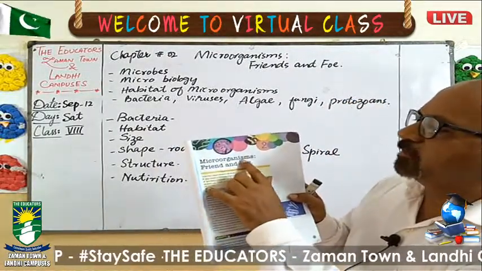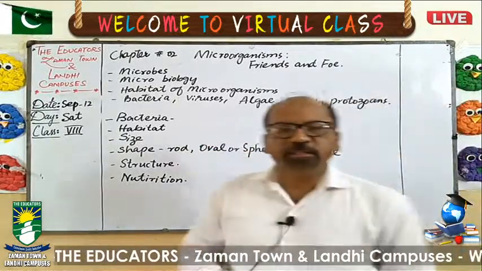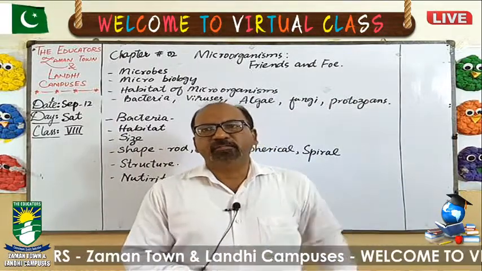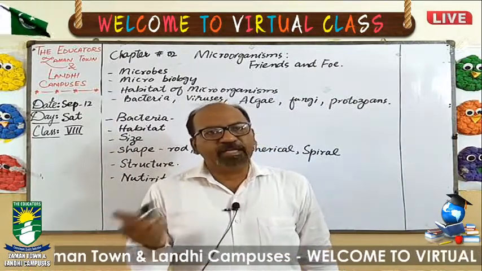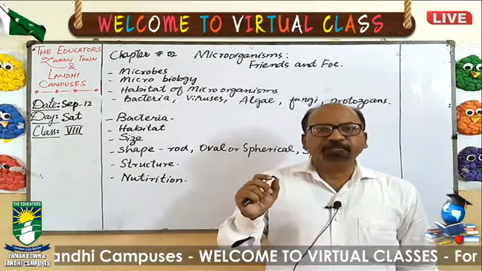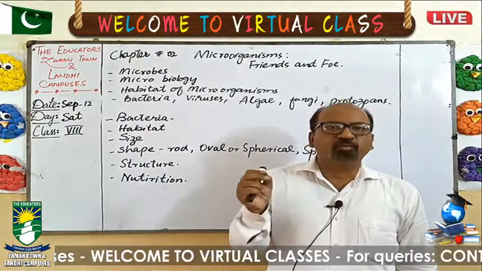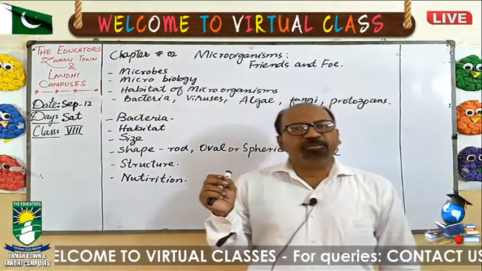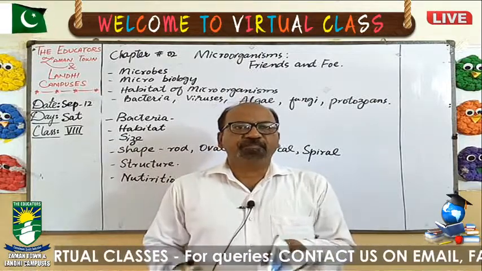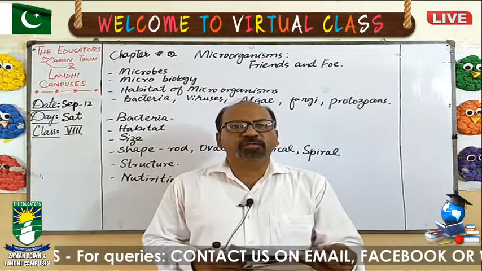Microorganisms, Friends and Foe. To understand the term microorganism, you know that all the things around us we can see with our naked eye. But the things which are invisible around us, they are very small. We cannot see them with our naked eye. These are called microorganisms. Microbes is another word for microorganism.